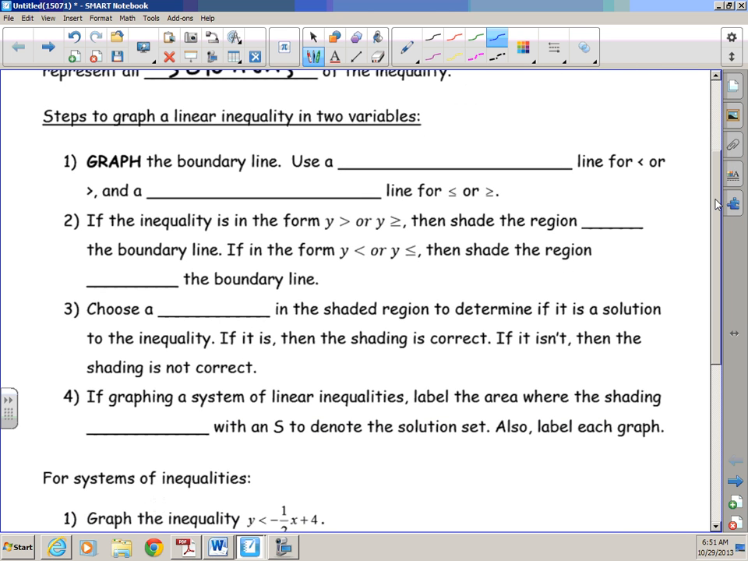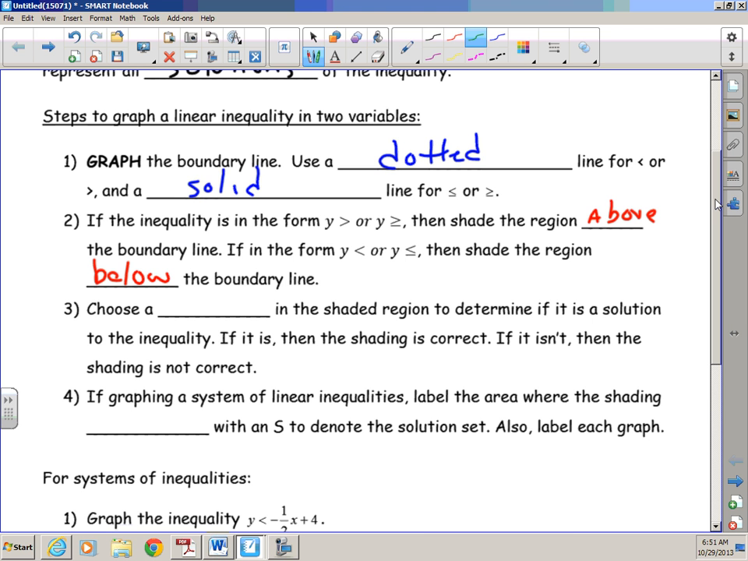We're going to graph the boundary line. We use a dotted line for greater than or less than, and a solid line if it has the equal sign underneath. Same thing as we had done previously. If the inequality is in the form of greater than or greater than or equal to, we're going to shade the region above the boundary line. And if it's in the form of less than or less than or equal to, then we're going to shade the region below the boundary line.